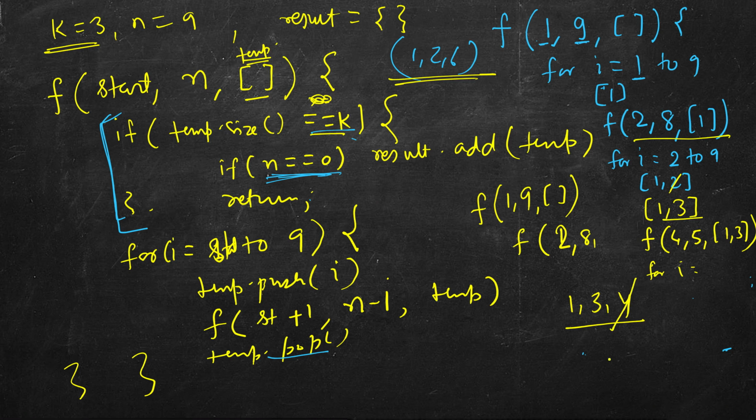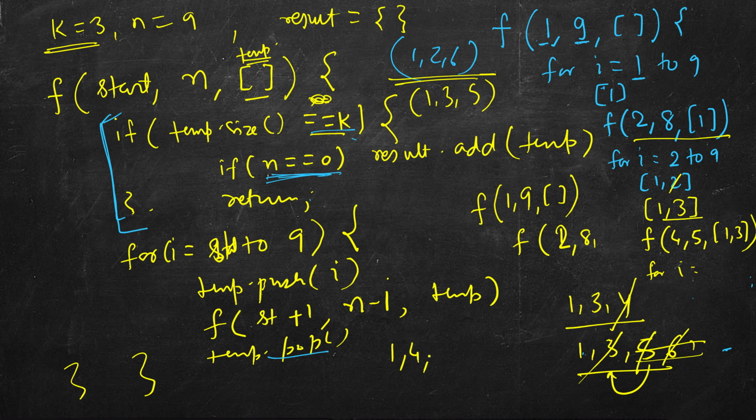So we will pop this and try 1 3 5, and this is valid, so we will add it, 1 3 5, and then we will try 1 3 6, 1 3 7, 1 3 8, 1 3 9, and none of them will work. So we will come one step back, pop this, and it will be 1 4, and it will be 5.